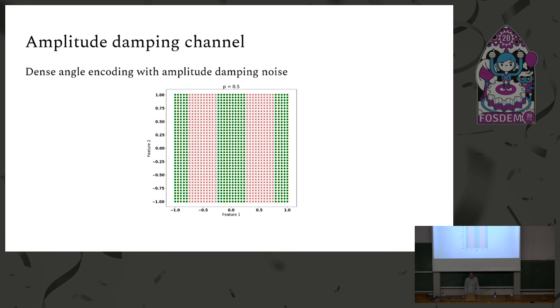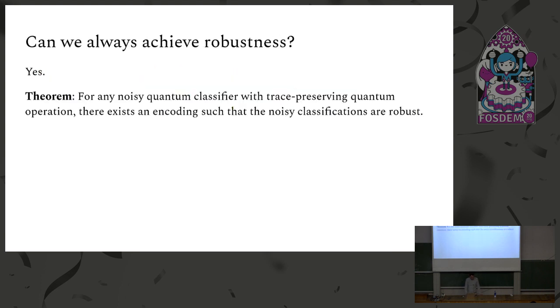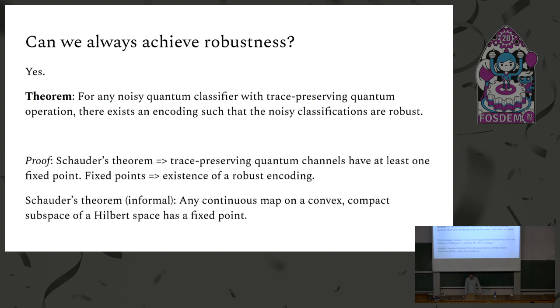So the robustness of the classifier really depends on the underlying data encoding, as well as the learnability. I'll mention this very briefly. You can always achieve a robust data encoding for any trace-preserving quantum channel, and this is because any trace-preserving quantum channel always has at least one fixed point. So if you're really set on robustness, you can encode everything into that fixed point.